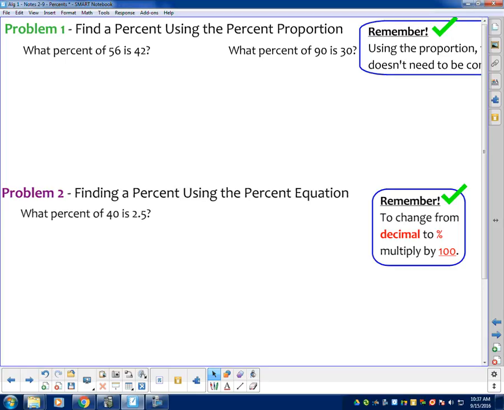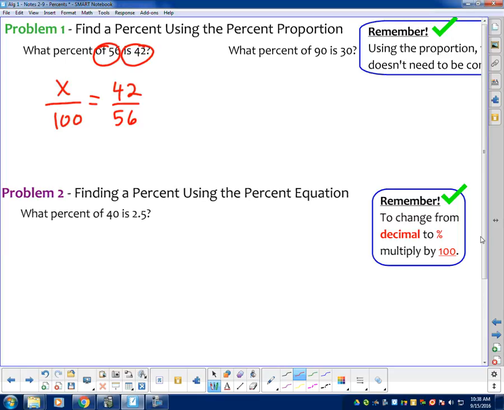So it says, what percent of 56 is 42? If you want to use the is over of, the 56 goes with the of, and 42 goes with the is. So percent, which is what we don't know, over 100 equals the is, 42, over 56. Or ask yourself the question: what percent of 56 is 42? The 42 is the part, whereas the 56 is the whole. So I expect to get a percent that's less than 100 on this.